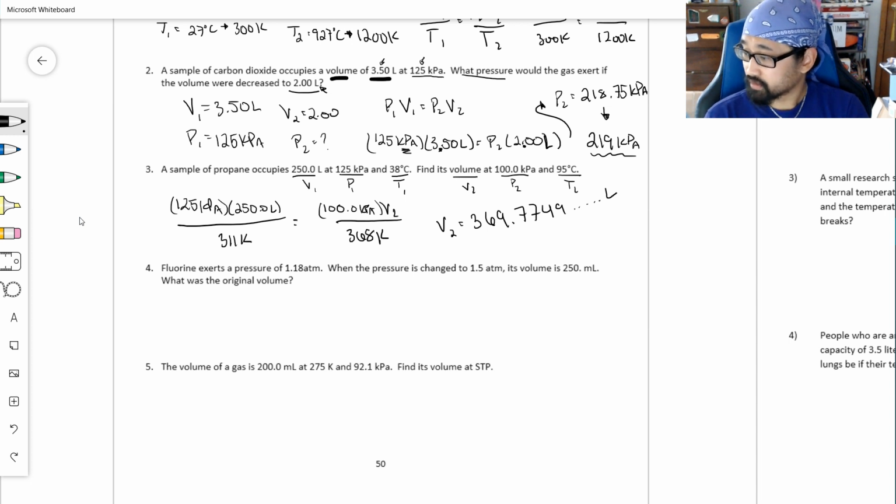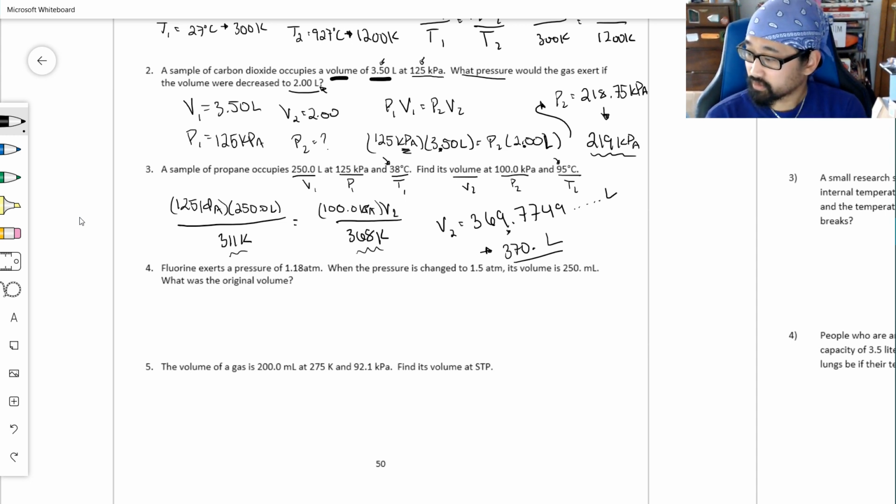But if I look, I know that this temperature here and this temperature here only have 2 sig figs, but when we convert them to Kelvin, they have 3 sig figs. So 3 sig figs is the least. I need to round to this spot here, which means that it's going to be 370 with a decimal place liters. That's what it would be rounded to sig figs.